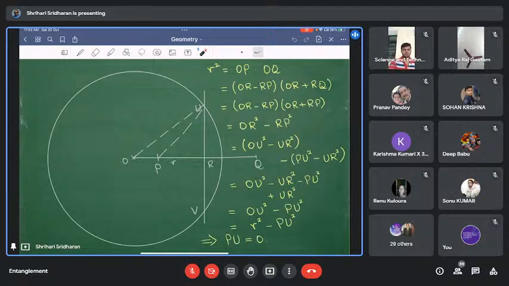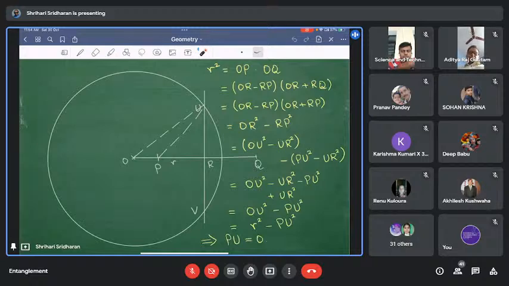I have R squared on both the left-hand side and the right-hand side, and therefore I cancel them out, which means I'm left with PU squared equal to 0, or PU is equal to 0 as well. What does it mean for PU to be equal to 0? It means that the points P and U coincide.